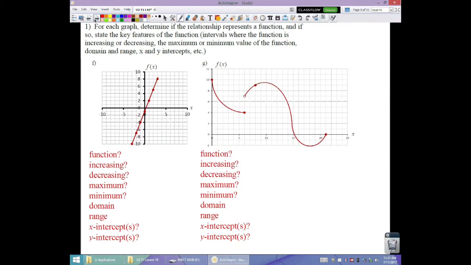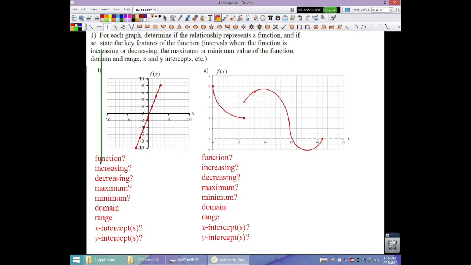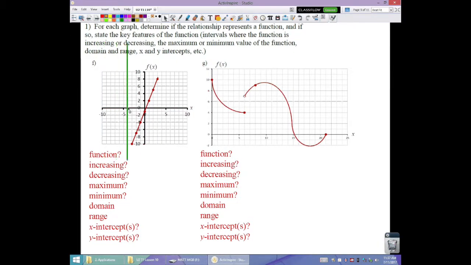Graph F. Again, we'll start with the vertical line test. So can I hit more than 1 point? Nowhere on that graph do I hit more than 1 point. So this is a function. It is increasing everywhere on the graph. Now, this is a little sloppy, I think. That line seems to go a little bit beyond the endpoint there at 3,8. I don't think it was meant to. So let's just make that a solid dot there. So this has endpoints at both the left and right side.